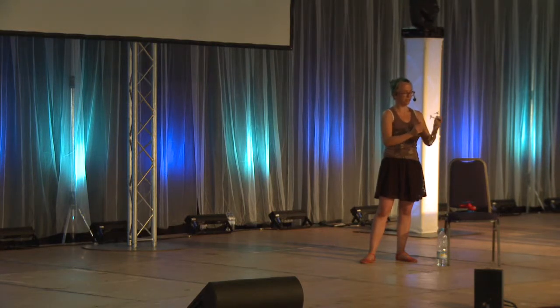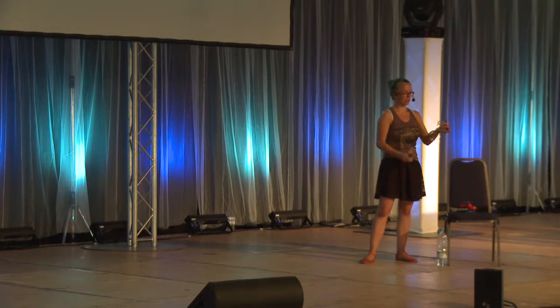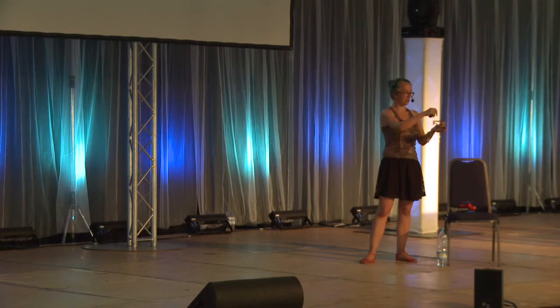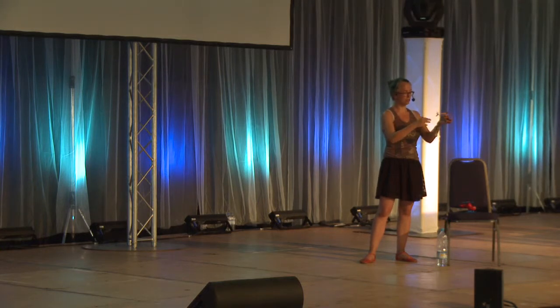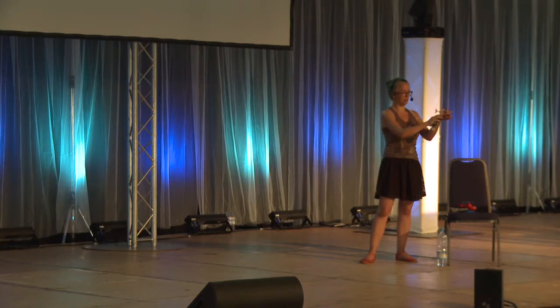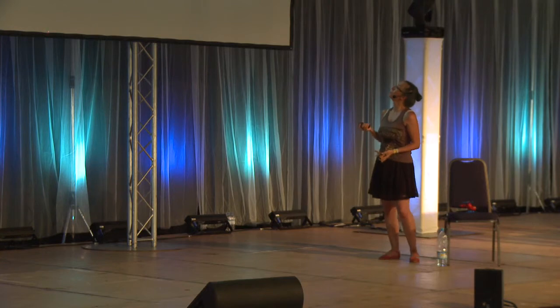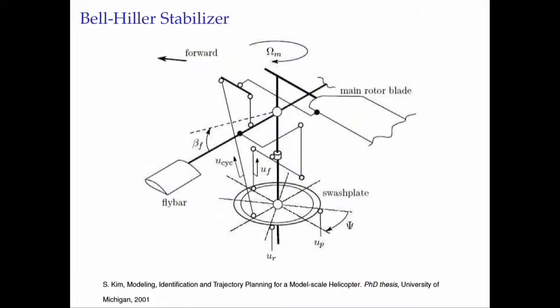Sorry, that's wrong. And because of these differences in the speed, the forward blade starts to move upwards because of the generated thrust, and the retreating blade starts to move downward, which can result in braking as well. So we overcome these effects by something like a Bell-Hiller stabilizer.